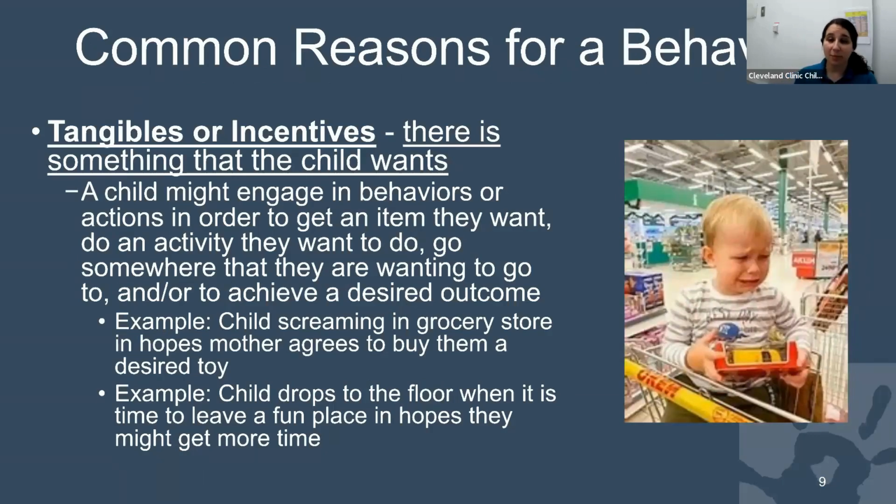So another common reason for why a kiddo might act in a certain way is that maybe they want something, which doesn't have to sound bad. All humans want things. So a child maybe is hoping to do a certain activity or wants to go somewhere or wants an item or a toy, or they're just trying to achieve a goal or a desired outcome that they're wanting.